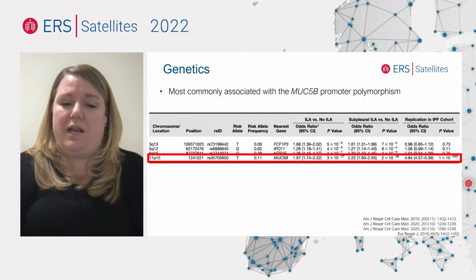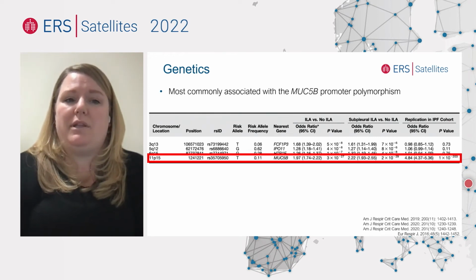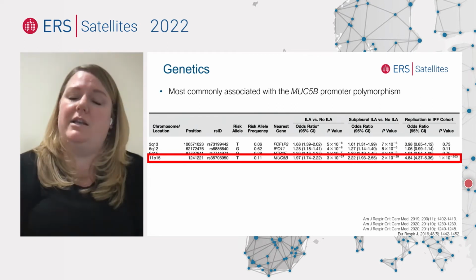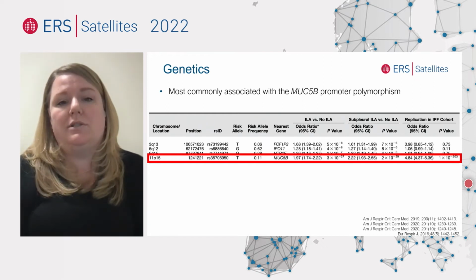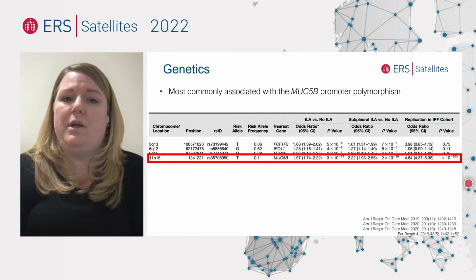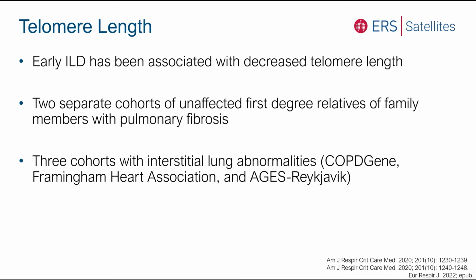So just to briefly touch on the genetics, I know we had a much more thorough talk earlier that was outstanding. When we look at these groups, predominantly in US non-Hispanic white populations and populations from Europe, the most replicated finding has been the association with the MUC5B promoter polymorphism, which is also the most commonly associated genetic mutation in IPF. This is a large GWAS that combined 6 different cohorts of early interstitial lung disease, and again showed this highly significant association with MUC5B.